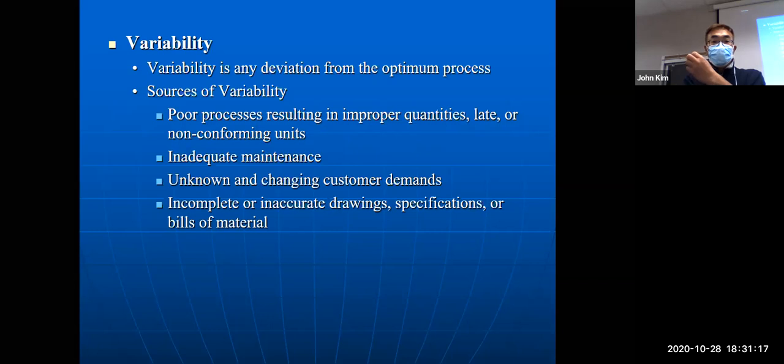Because of inadequate maintenance, malfunction, the machine breaks down, then we need fixing time and cost and so on. And then unknown and changing customer demand. Customer demand fluctuates, then it's harder to match that. Then we need inventory, safety stock, and so on. And incomplete or inaccurate drawings. So maybe it's an improper instruction or specification, and then the bill of material. The bill of material is the structure of the product, so improper design causes variability.